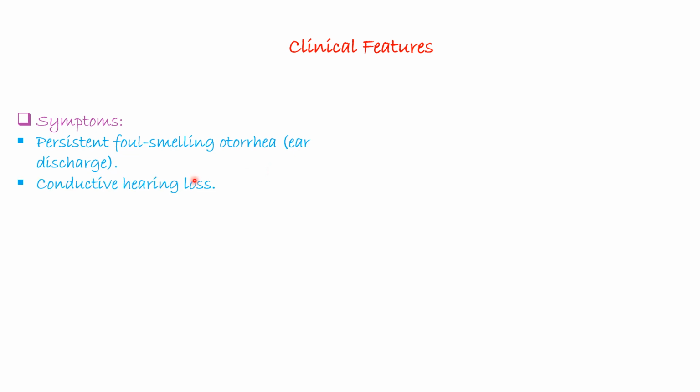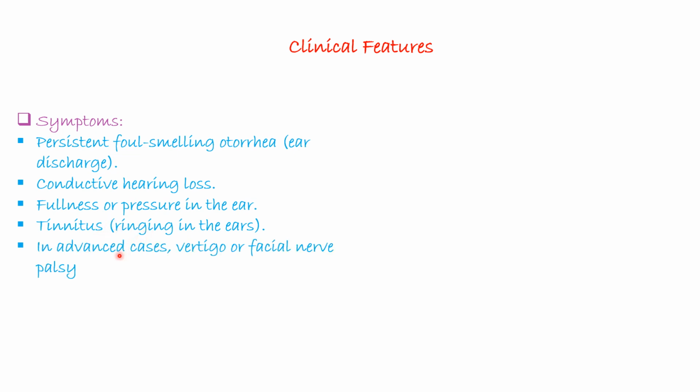Clinical features, we are going to begin with the symptoms. This is something I've mentioned before: you're going to have persistent foul smelling otorrhea or discharge. So when a patient comes in with foul smelling otorrhea, that is the first thing you think about. Next is conductive hearing loss, fullness or pressure in the ear, and tinnitus, that is ringing of the ear. In advanced cases, you can have vertigo, and you can have facial nerve palsy.